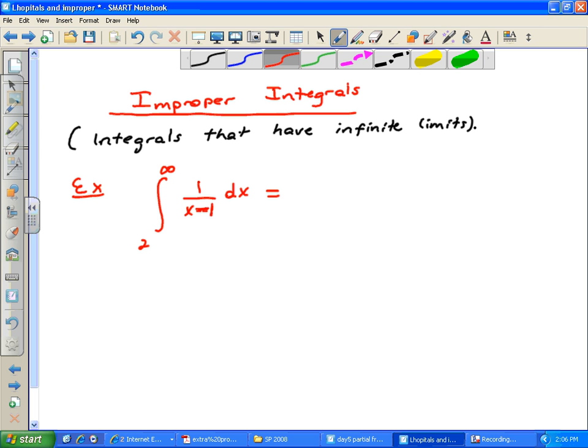ln of x minus 1. We did all these complicated ones. We forget the easier ones, right? ln of x minus 1. But now we have limits to deal with from 2 to infinity. Okay, what is ln of infinity minus 1? In other words, what is ln of infinity now?